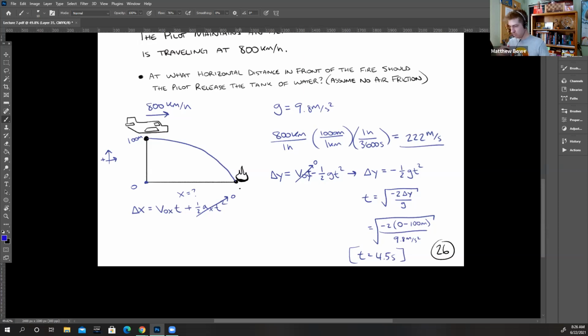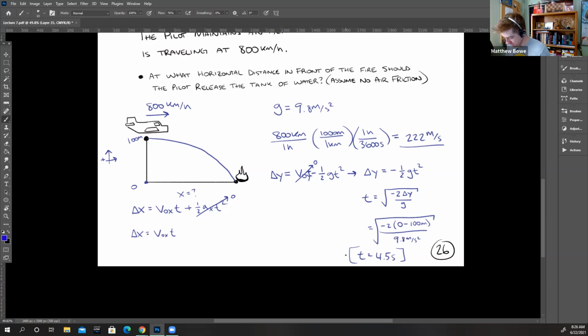Also, remember that as things are falling, we're assuming no air friction. So as the water is falling, it won't be accelerating in the horizontal direction. So that's primarily why this is going to 0. The initial velocity right here is this 222 meters per second. So delta x equals v naught x times t.